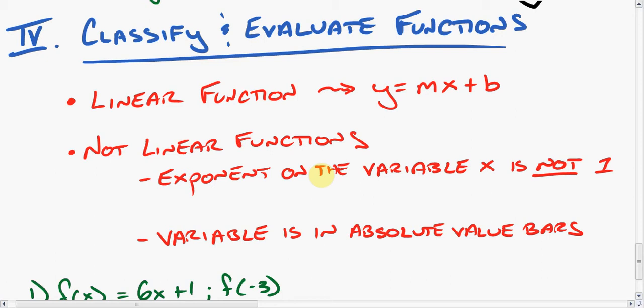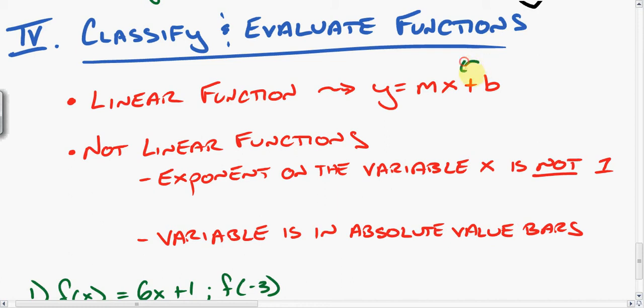Alright, so how do you know? Just by looking at the equation, you should be able to tell if it's linear or not. A linear function will always take the form y equals mx plus b. This is your slope-intercept form. The big key here is we're always interested in the variable x, and the variable x should have an exponent of 1. An exponent of 1 is assumed because it's not there.